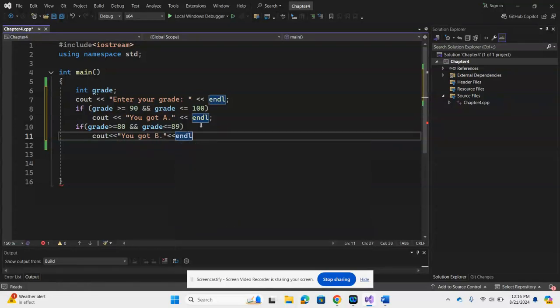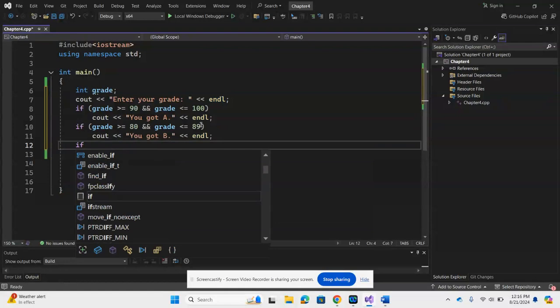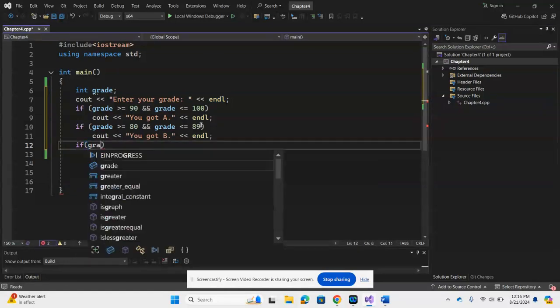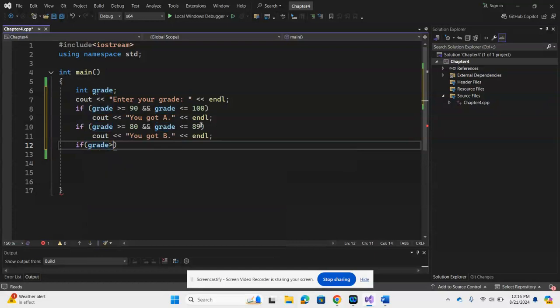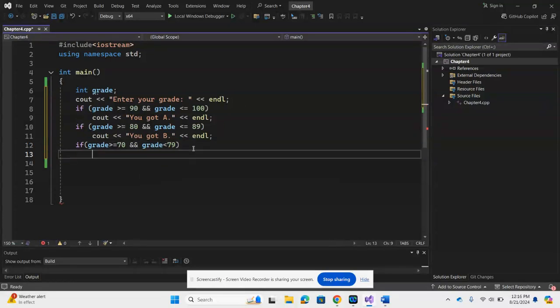And then finally, now I have two more. If the grade for C is higher or equal than 70, but it has to be also less than 79, not 80, because 80 is already included in B. So I'm going to put here C, you get C.